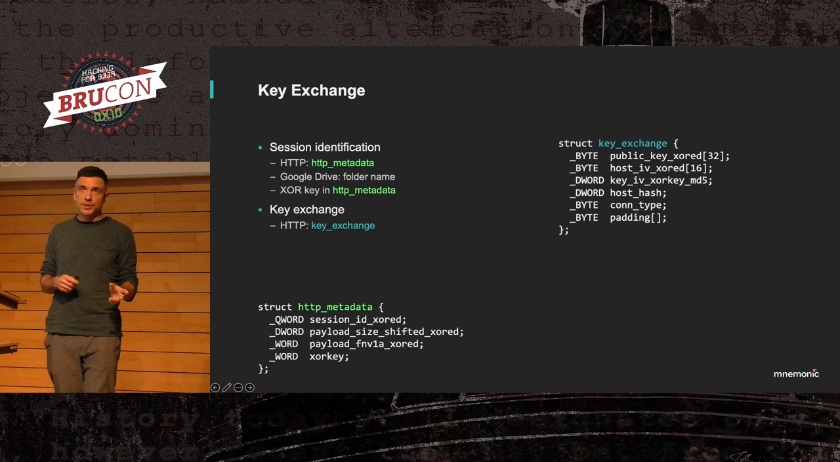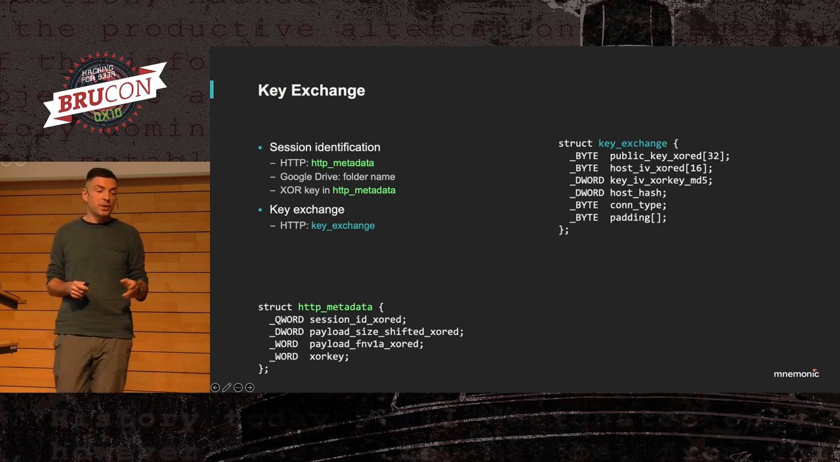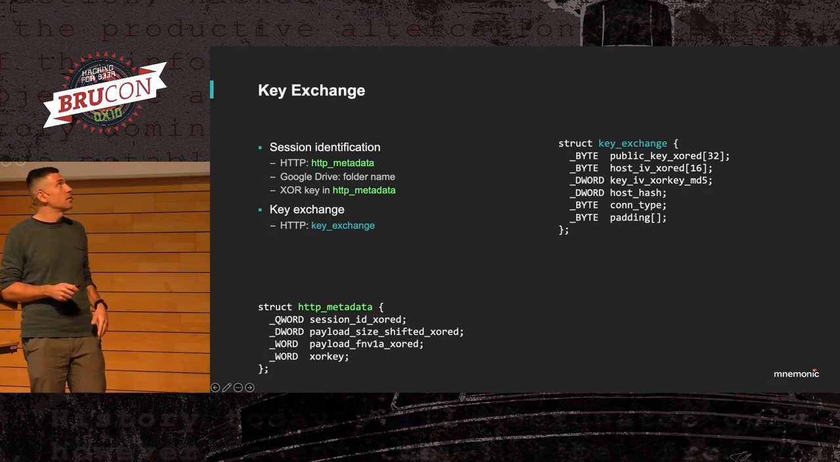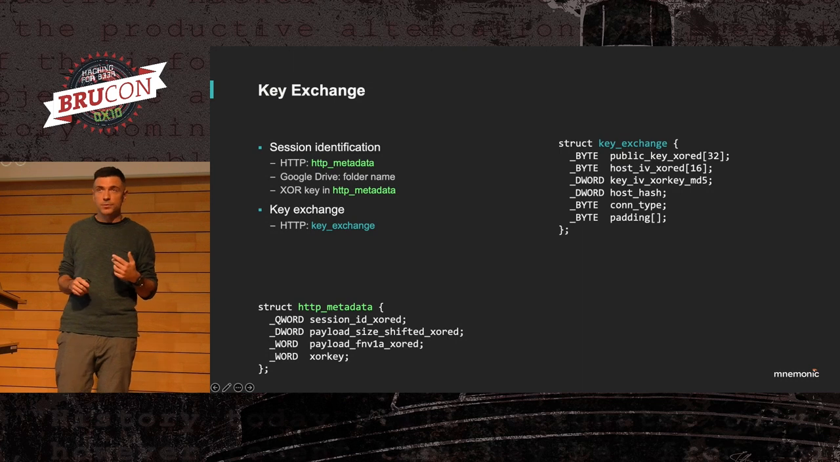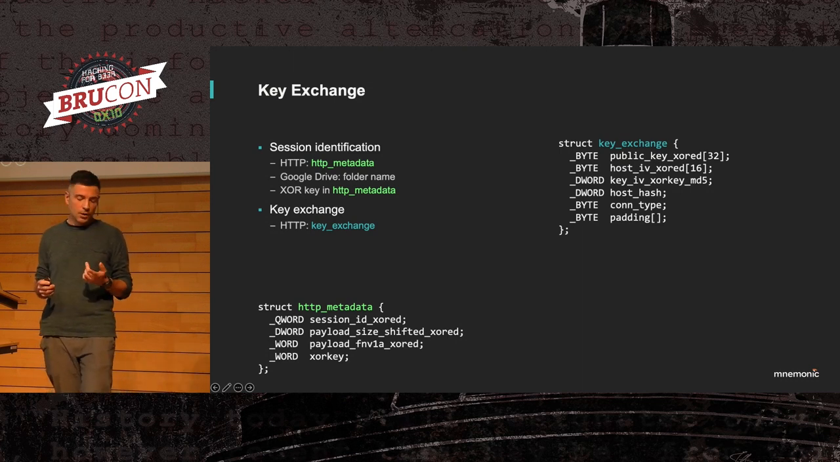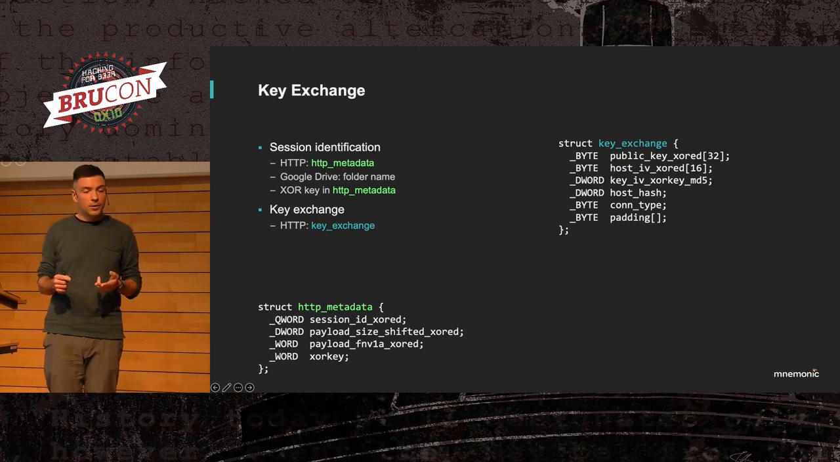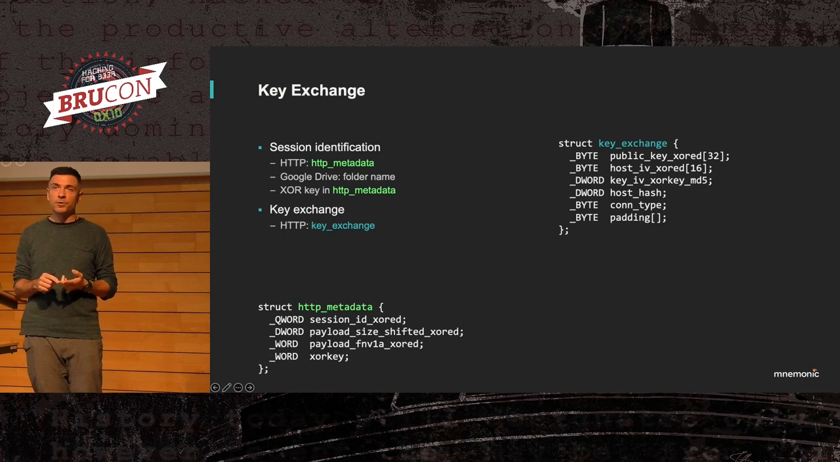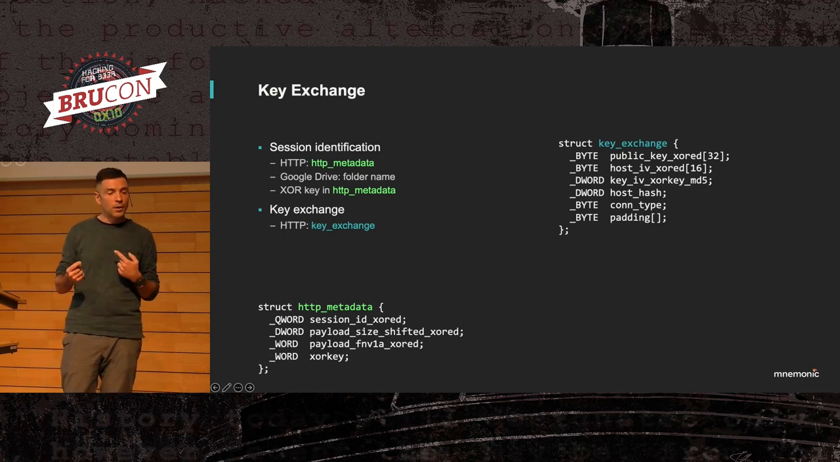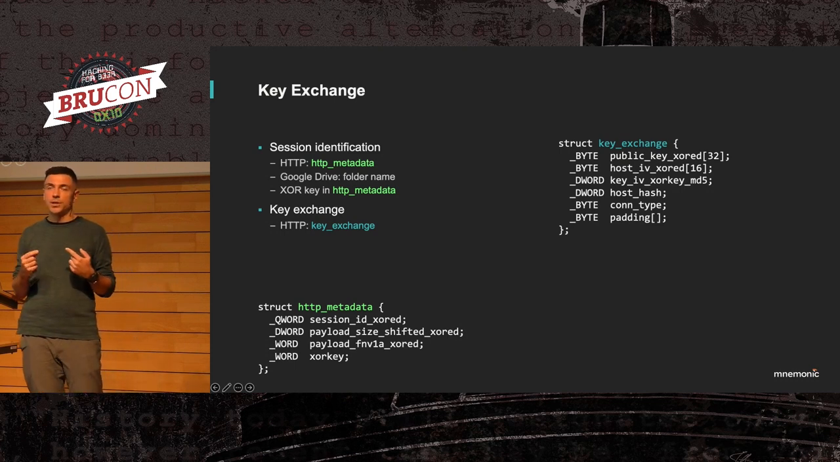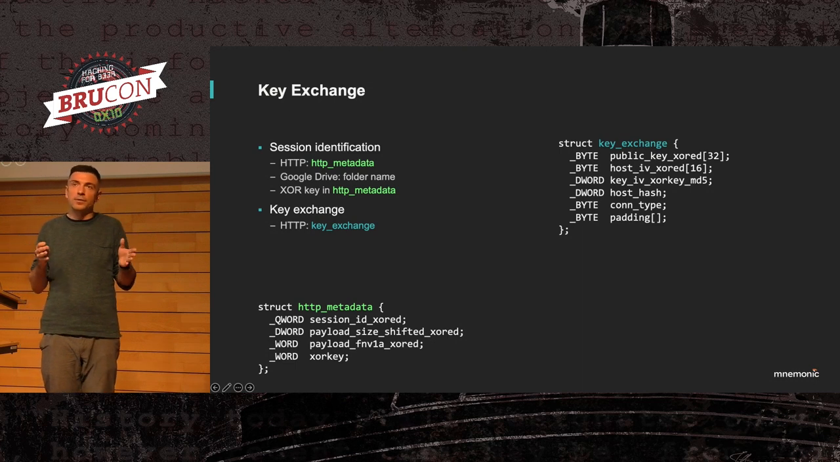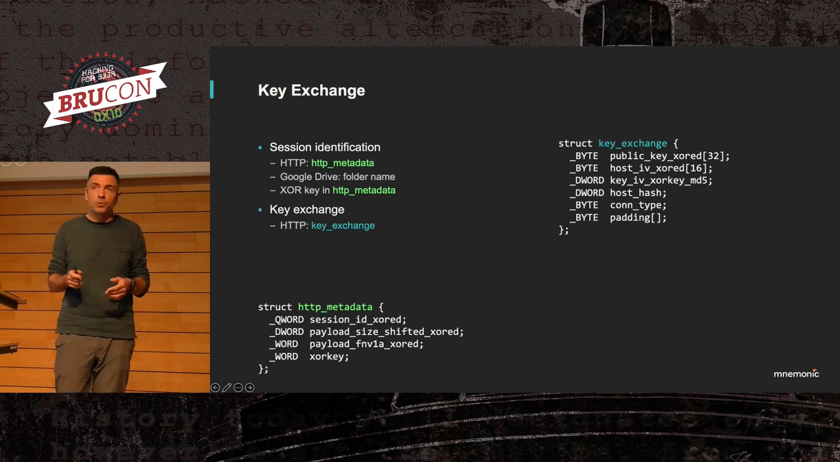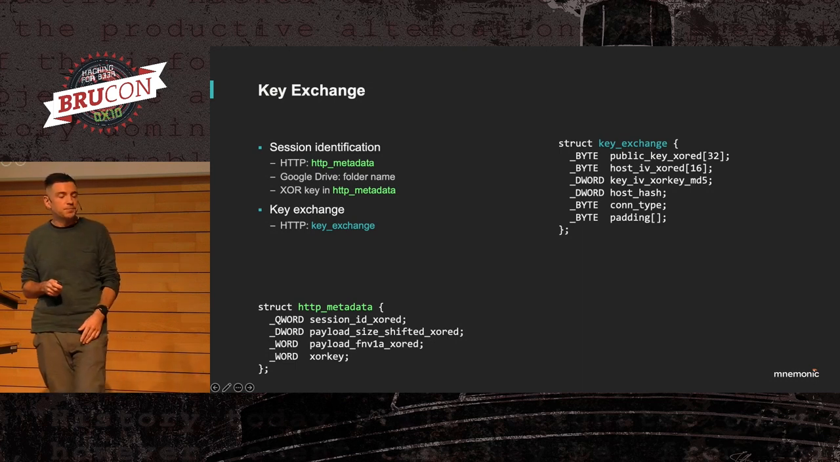When it comes to the actual key exchange, for HTTP, they use this struct on the right-hand side, where you can see that they have several fields. The most interesting ones are, of course, the public key. You also need an IV, but they use different IVs depending on which direction you're going. And you also have a host hash, which is just a binary value uniquely identifying the actual host. And we'll get back to why that is interesting.